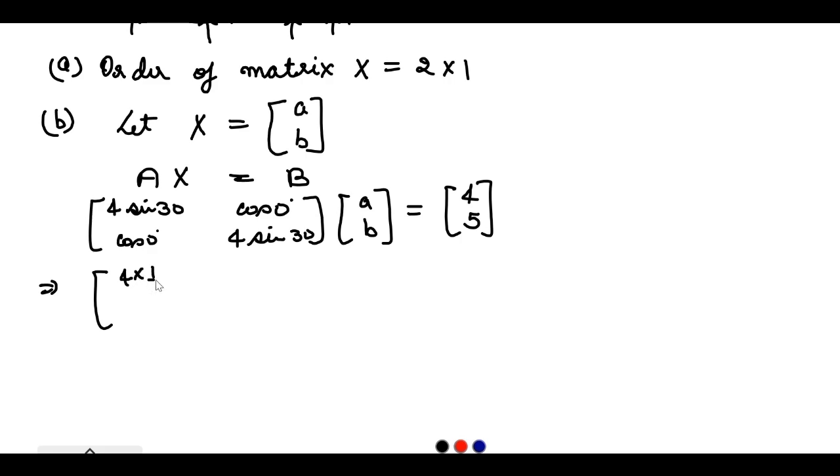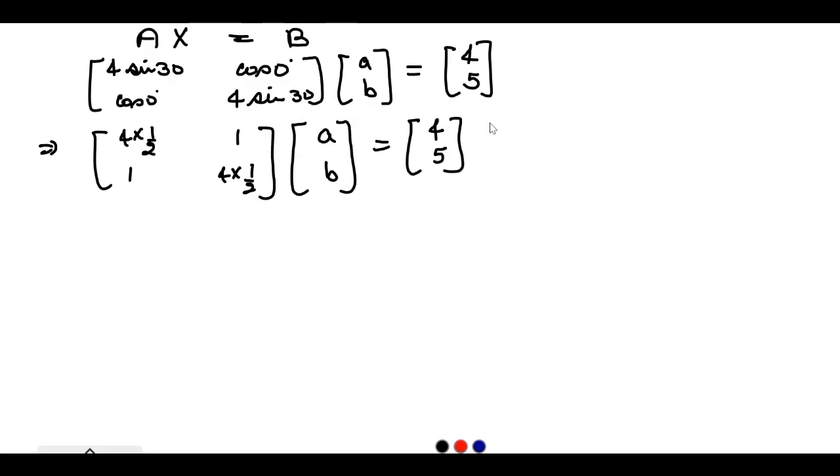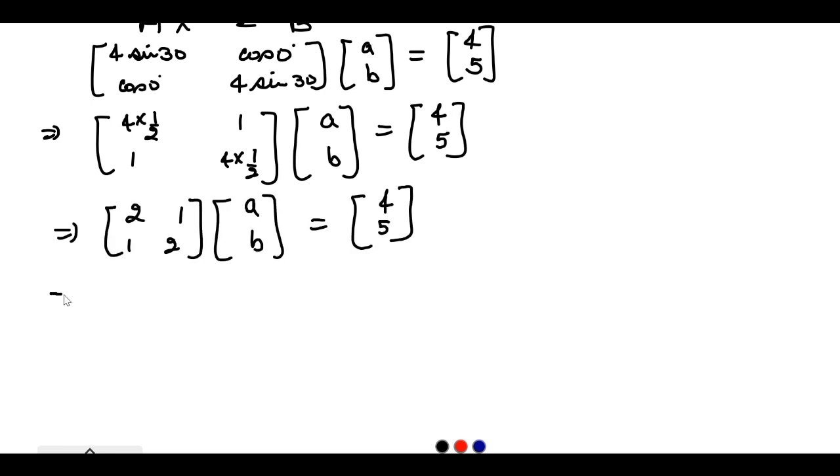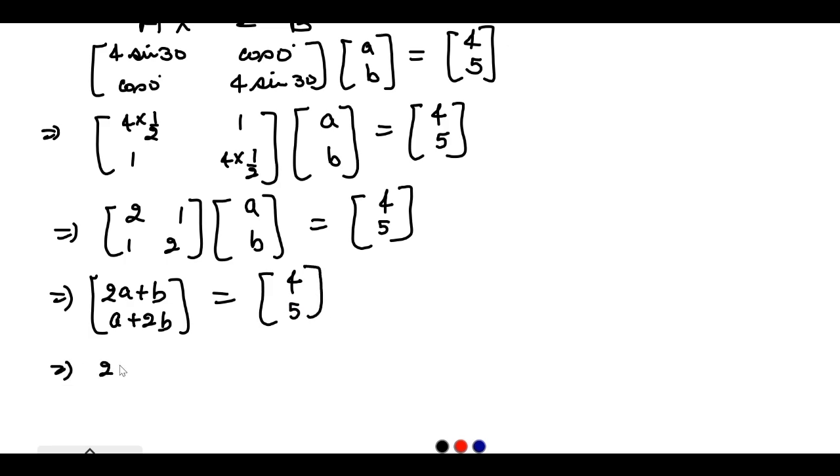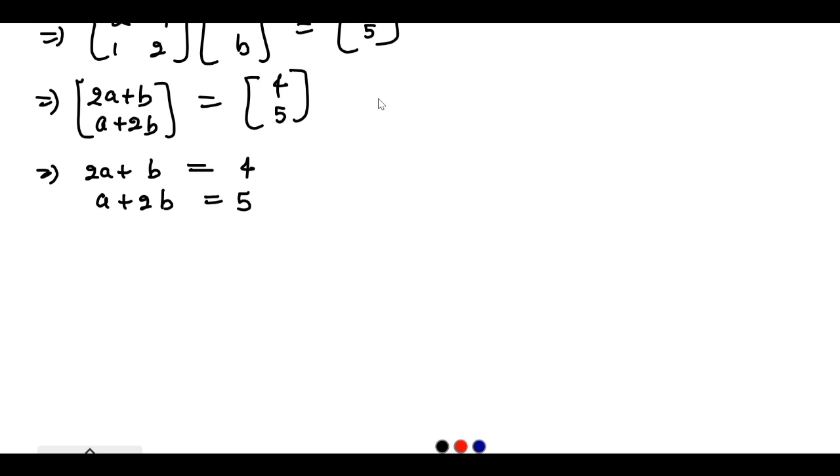Sin 30 is 1 by 2, cos 0 is 1. Now multiply on the left hand side. First row, first column, that is 2A plus B. Second row and column, A plus 2B. It means 2A plus B is equal to 4 and A plus 2B is equal to 5. Now solve these two equations for A and B.